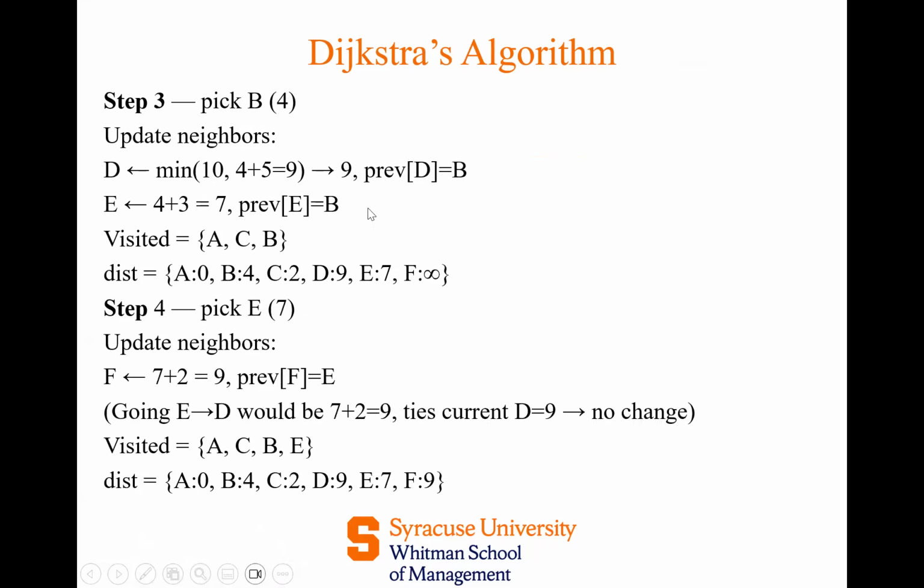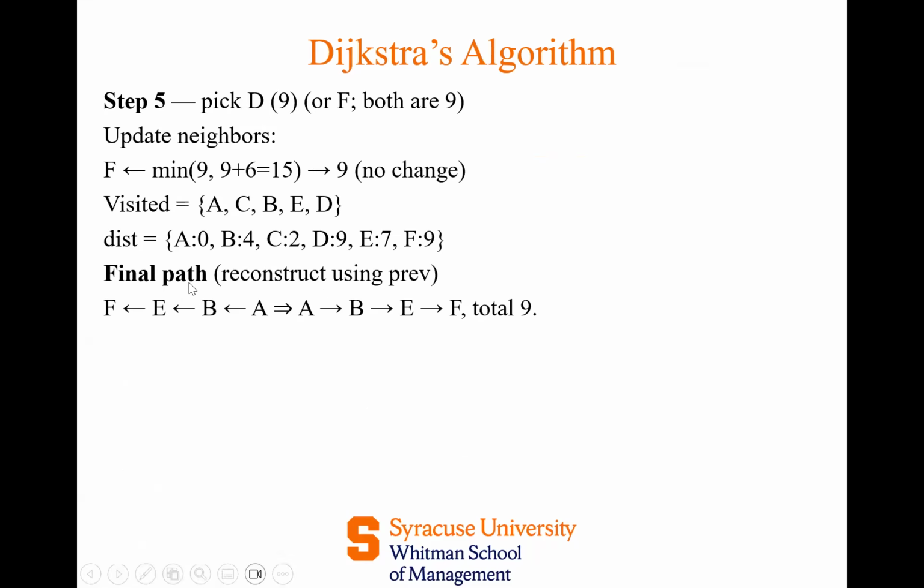So that's why I put B here, and the previous of B is A. So again, C doesn't matter because that's not really part of our final path, because it's just A to C and then there's no continuum. So now we can go reverse order if you want to. From A to B, B to E, and then E to F. So total cost is 9.